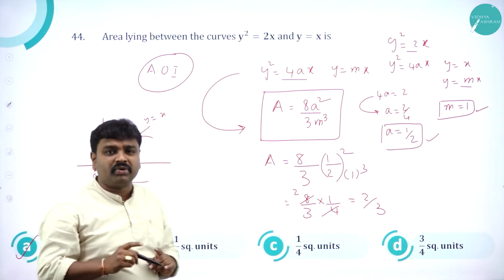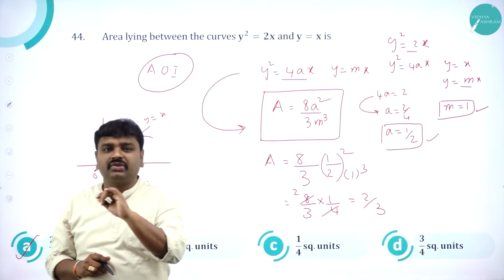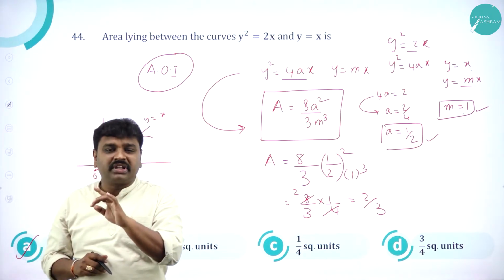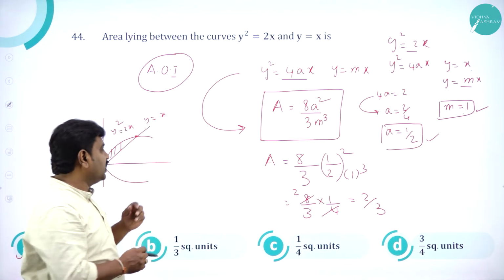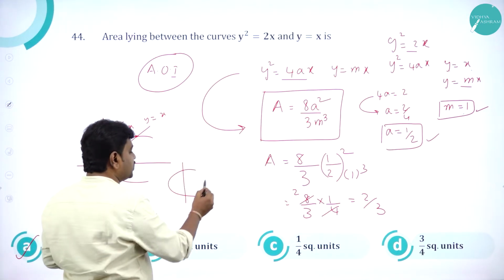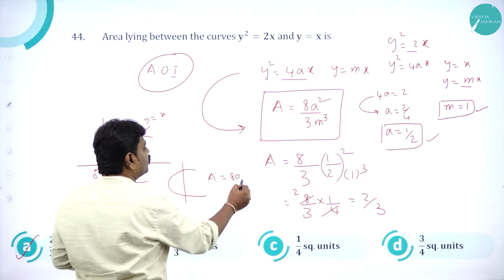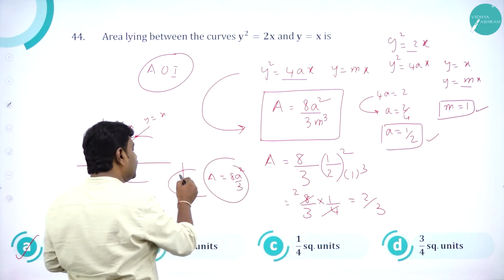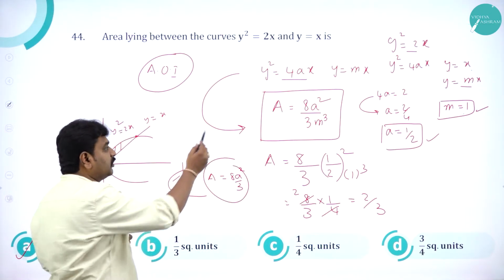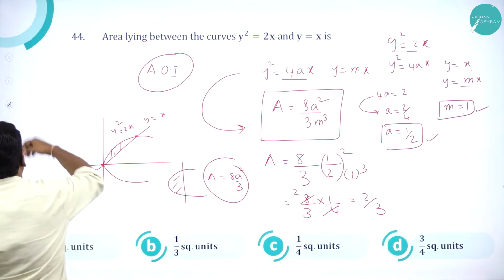What is the area bounded by the parabola y² = 4ax and the line y = x? 8a²/3m³. Parabola and latus rectum. This is also a special line. For both the parabolas, 8a²/3. This is the area bounded by the parabola and latus rectum. You can use this. Like that, parabola and a line passing through the origin, this is the shortcut.